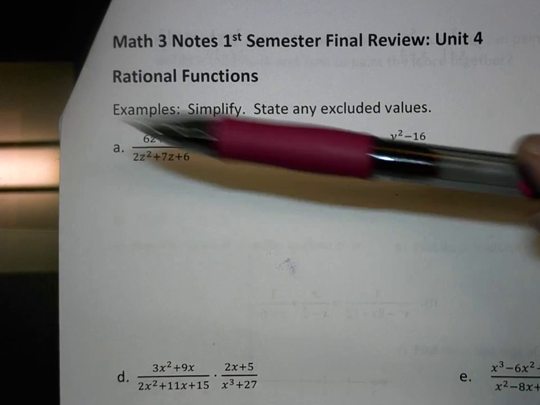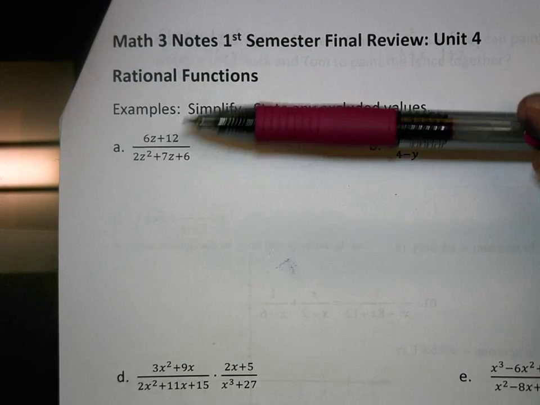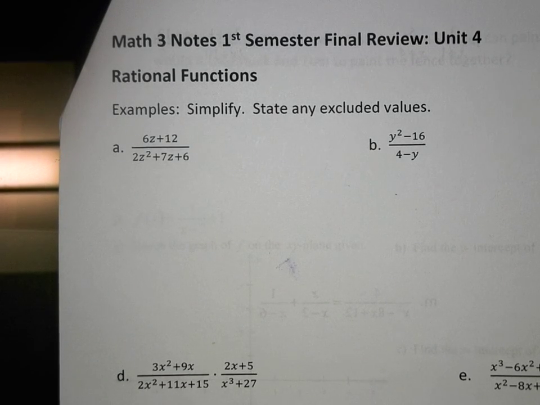Remember that when you have a binomial or a monomial, you can only cancel them if they are exactly the same in terms of binomials, but monomials you can reduce because you can divide by the same number. So please be careful on these. So all we're going to do is factor.